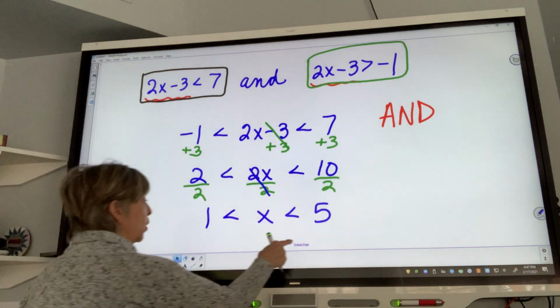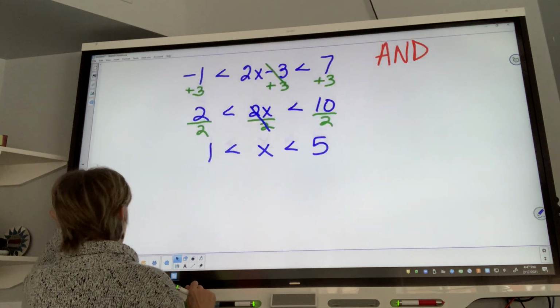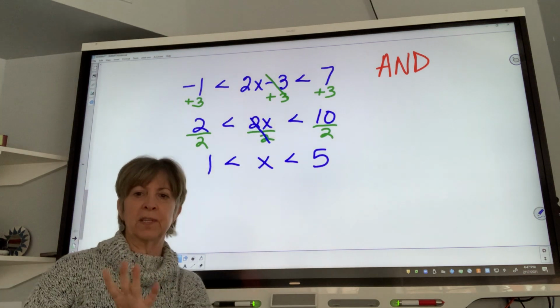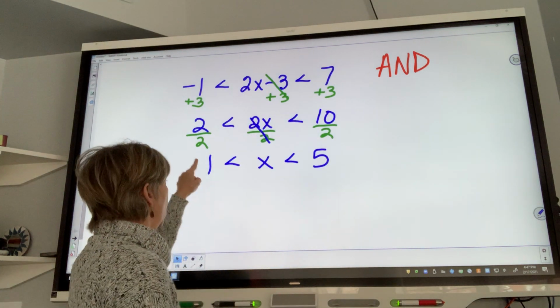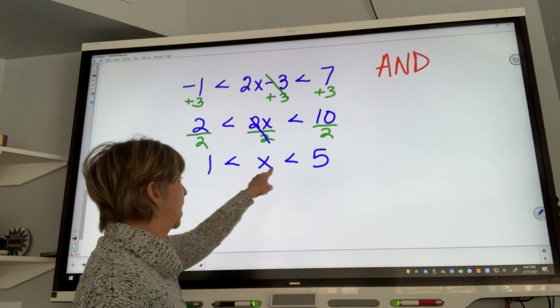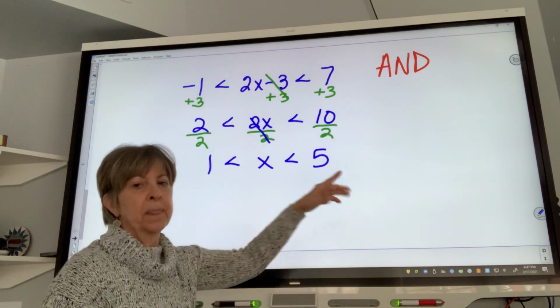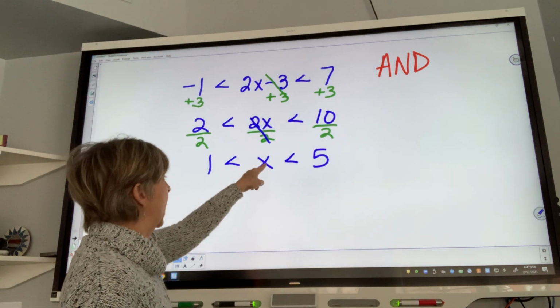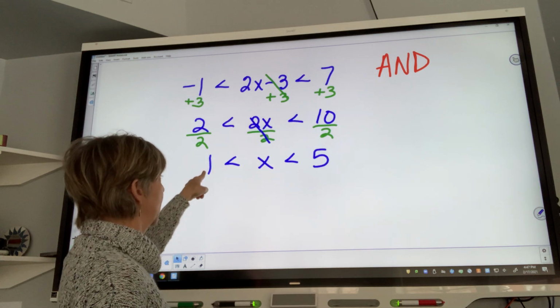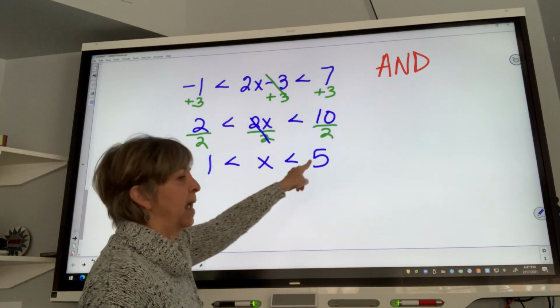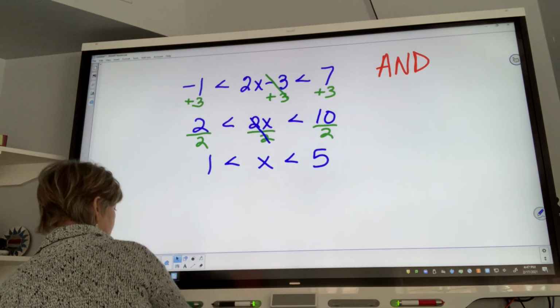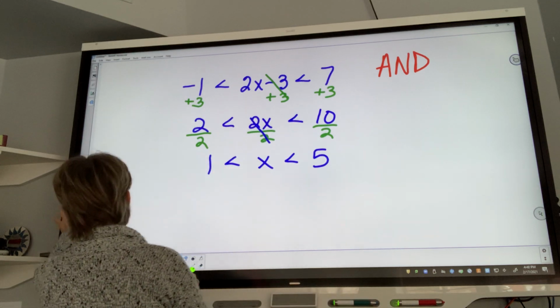Okay, now, how do we graph this? Well, the proper way, you can read this two ways. Some kids read it, 1 is less than x and x is less than 5. I prefer to read it, x is greater than 1 and x is less than 5. So let's see what this looks like graphed.